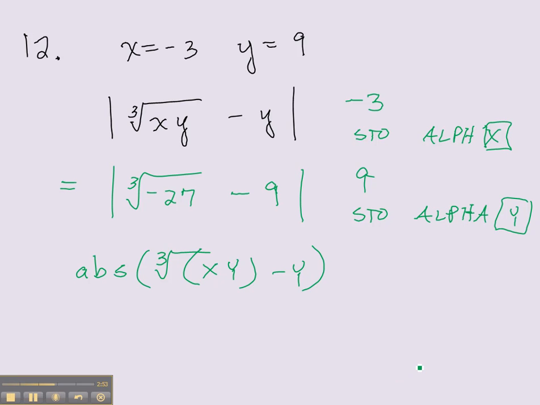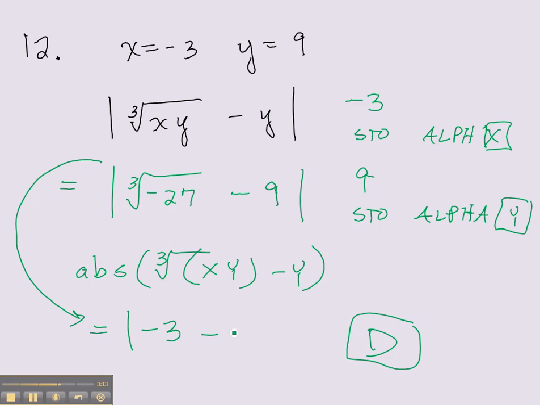I haven't worked this problem. It's answer choice D. 12 is D. So you could type that in for yourself, or you could do it by hand. Let's go back and finish it by hand as I was going to do. Okay, so the cube root of -27 is -3 minus that 9, which is a -12. And sure enough, it's 12. But you could let your calculator do all of this for you.